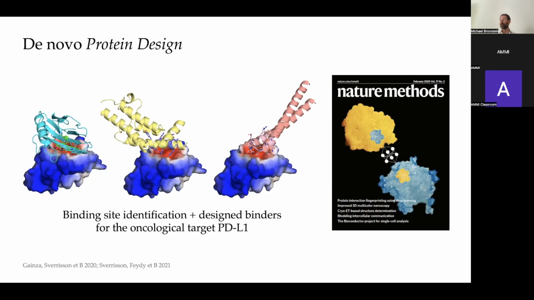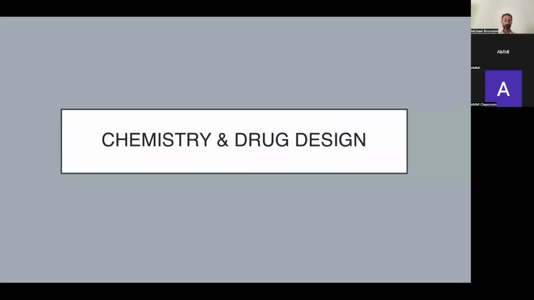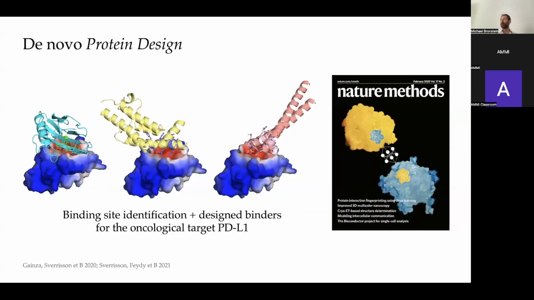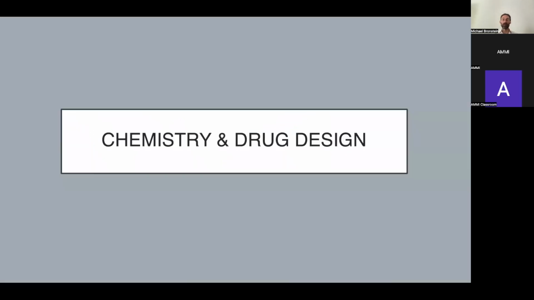We had also several follow-up works, including some newly designed binders for oncological targets as well as, for example, the coronavirus spike protein. So it's a data-driven architecture that significantly accelerates and makes principled, rational design of proteins a significantly easier task. So hopefully at some point it will be used in the development of new therapeutic compounds.